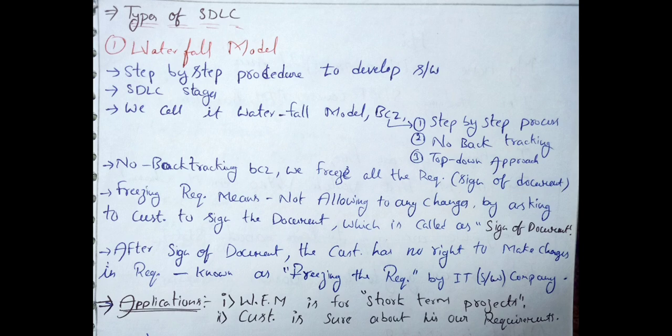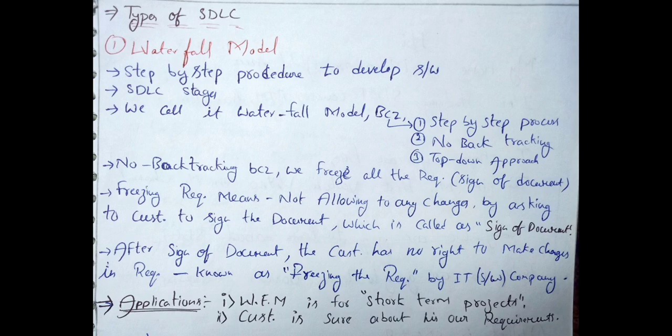And no backtracking, because we freeze all the requirements after the sign of document. Freezing the requirements means we are not allowing the customer to make any changes in his requirements after the sign of document. Sign of document is an agreement between the IT company and client.